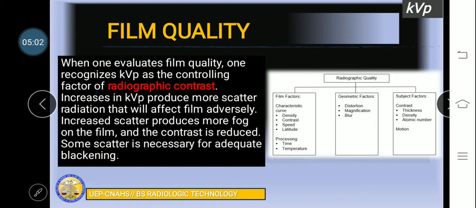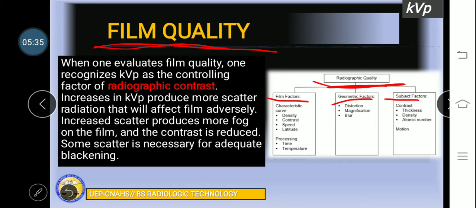Radiographic quality, or film quality, is different from beam quality. When we speak of beam quality, we are talking about the radiation. When we say film quality or radiographic quality, we are now talking about the X-ray film that is produced based on the different technical factors applied. Many factors contribute to radiographic quality. As you can see, we have three factors here: film factors, geometric factors, and subject factors.